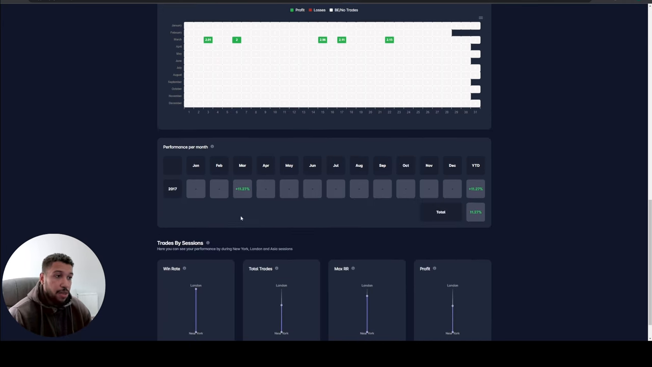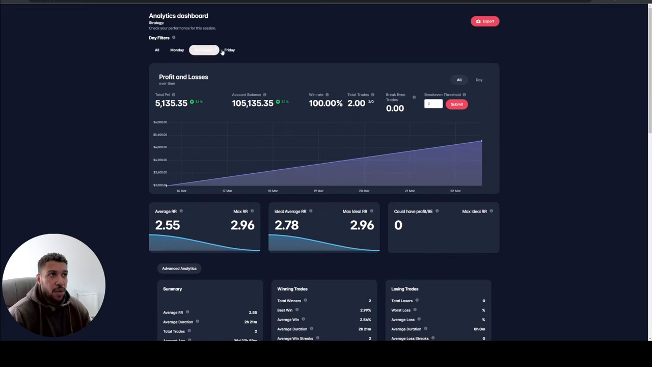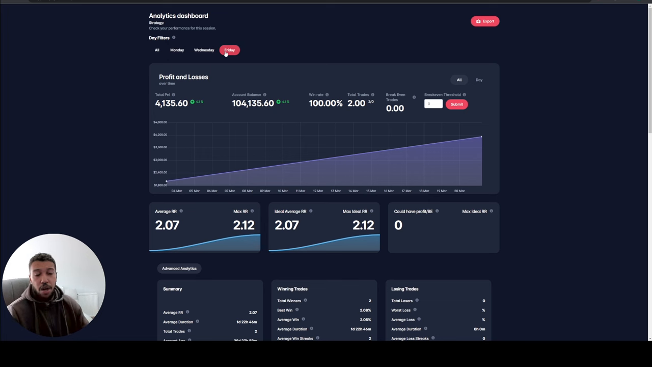You can see 11% for March. It seemed like I only traded on Monday, Wednesday, and Friday. Again, it's only 5 trades, so you can't really look into that too much.